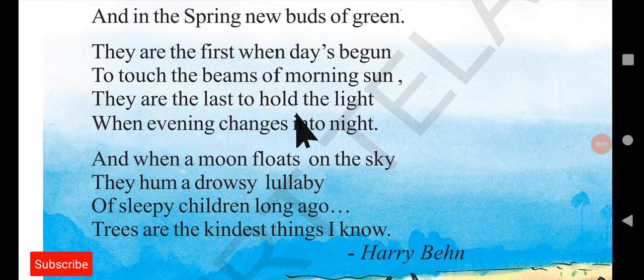They are the last to hold the light when evening changes into night. So during the evening time also, trees are the last ones to hold the evening light. Usually the light goes a little earlier from our faces, from human beings. After that, at last the light gets off from the trees. So in the morning, trees are the first ones to hold the sunrays, and in the evening also trees are the last ones to hold them.